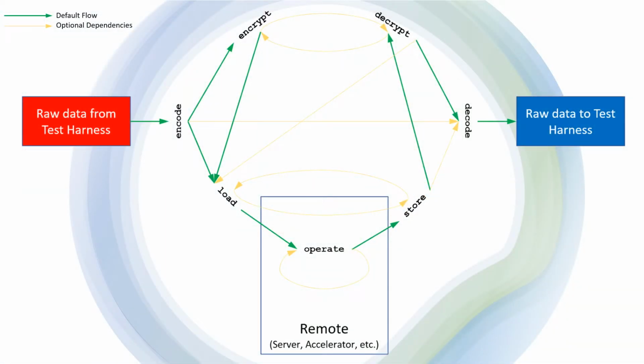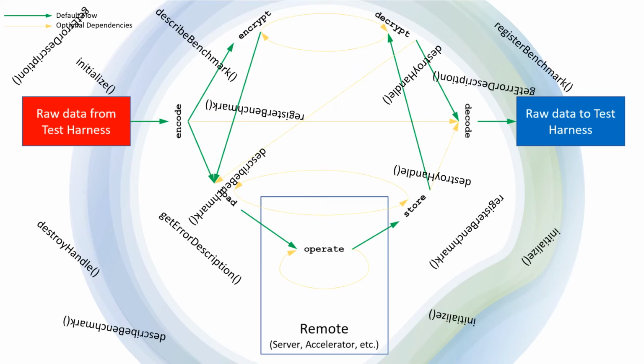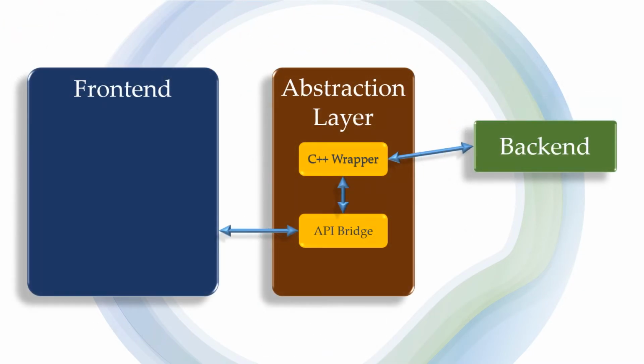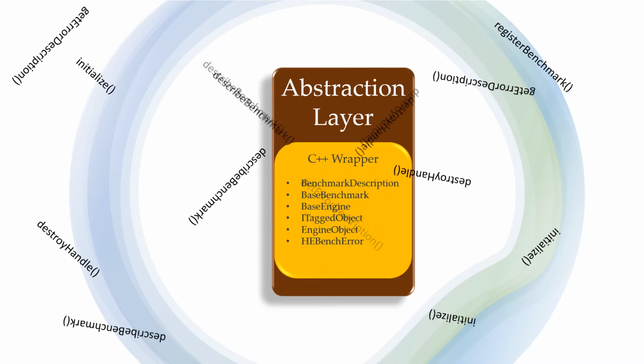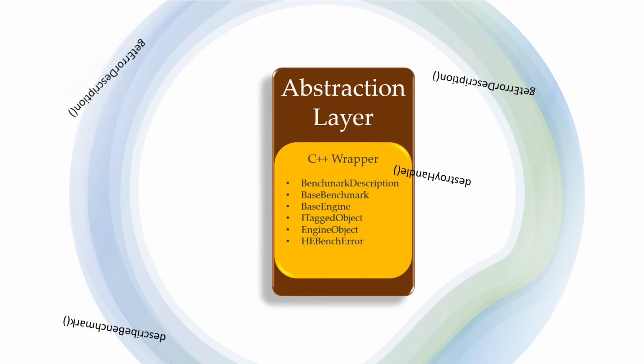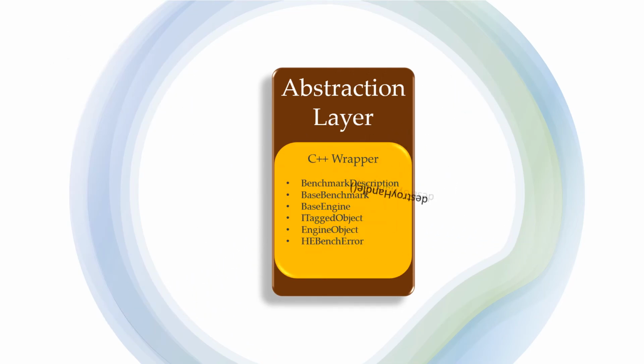There are other functions in the API bridge beyond the core pipeline that allow for querying, initialization, and teardown of the API bridge objects. All these functions, including the core pipeline, must be implemented inside our backend. To ease development of backends, the abstraction layer offers a C++ wrapper. This is a component written in C++ that offers a collection of predefined classes and functionality designed to hide boilerplate implementation and nuances required by the C API of the API bridge.